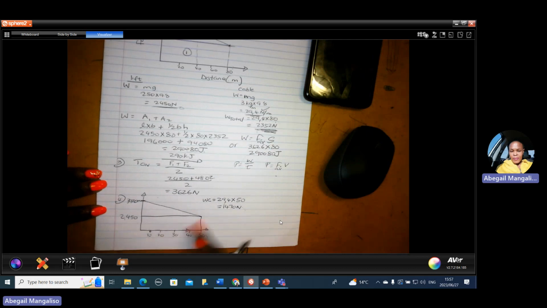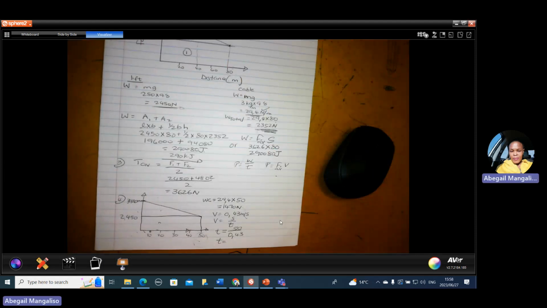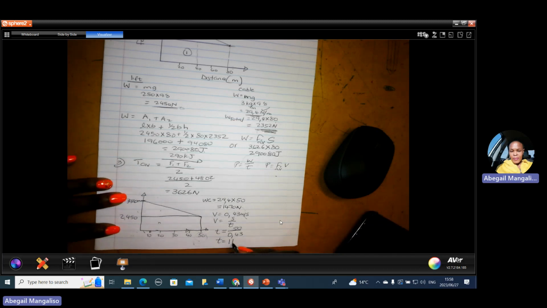Now you have two methods of calculating this power. You can use area 1 and area 2 to get work done. After getting the work done, you use the given velocity, which is V equal to 0,43 meters per second, and calculate time. To calculate the time, V equal to S over T. And you make T the subject, which will be equal to distance. You are focusing at 50 meters. So it will be 50 divided by the velocity, 0,43. Then time will be equal to 50 divided by 0,43. The time will be 116,279 seconds. So this will be the time.